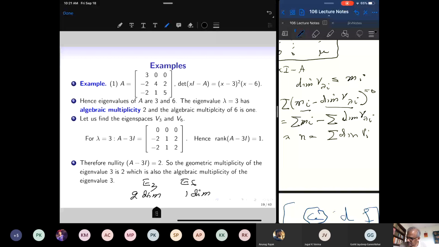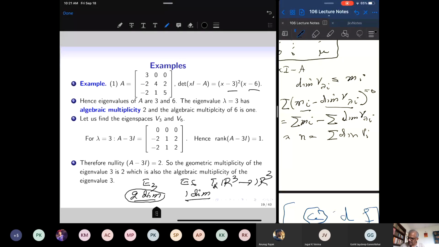This is a 3 by 3 matrix, so I can think of this as a matrix over R3 or a matrix over C3. It is the same because both the eigenvalues are real. If I think of the linear transformation acting on R3, then it has 2 eigenspaces. One is 2-dimensional, another is 1-dimensional. Inside this 2-dimensional eigenspace, I can find a basis of eigenvectors. There are 2 eigenvectors inside E3 which are linearly independent, and I find an eigenvector in E6.